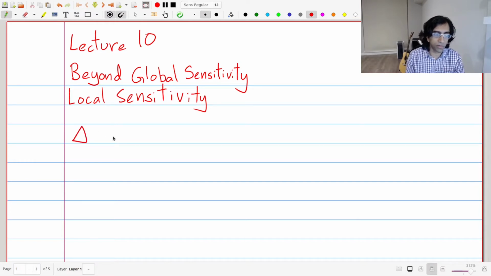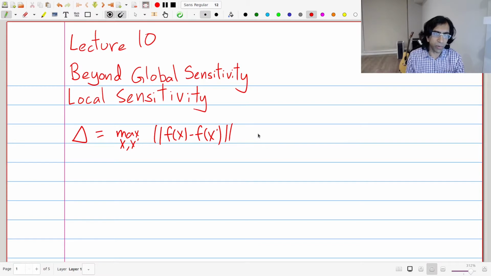That is, we've looked at the quantity delta, which is the max over all possible x and x prime, which are neighboring, of the following quantity, f of x minus f of x prime. So this is looking over all possible data sets in the entire possible domain.